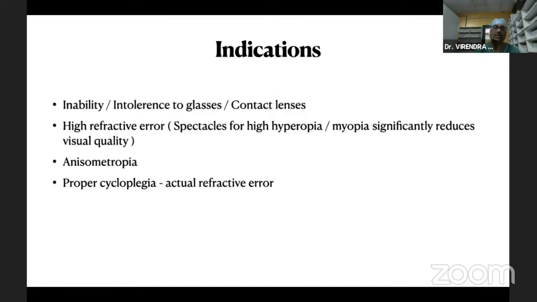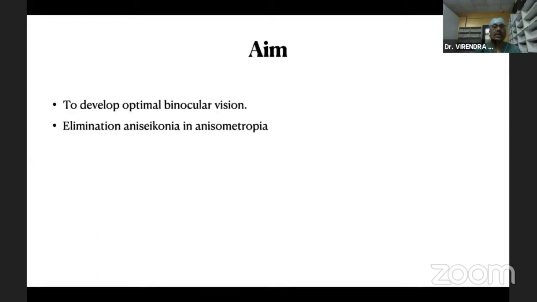Giving wrong glasses or wrong contact lenses is easily reversible and correctable. But doing a refractive surgery in a child may not be reversible the way we want. So we should be very, very concerned about doing proper cycloplegia, correcting it, checking it again and again, and only then jumping into the decision to correct it. Our aim is to develop optimal binocular vision. That is the most important thing, along with elimination of anisometropia or high hypermetropia, because they all have an impact on visual development, mental development, binocular vision, fusion, stereopsis, and many other things.